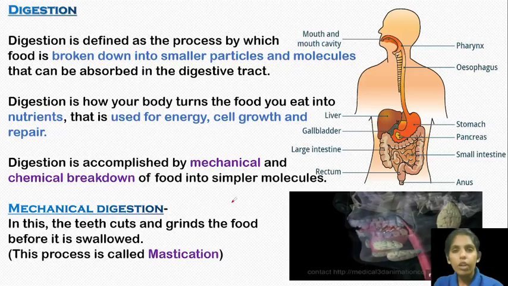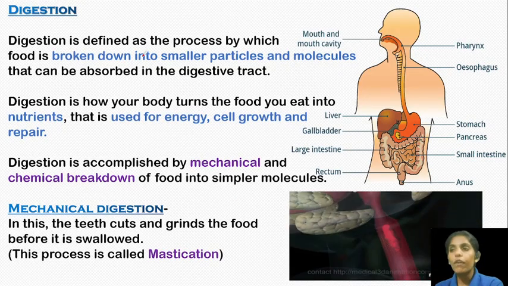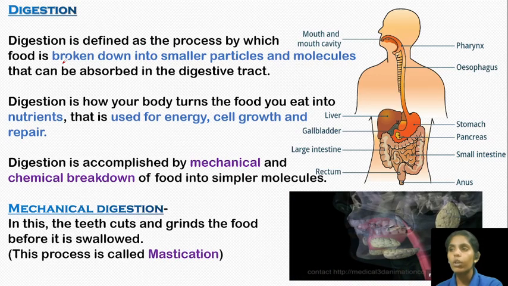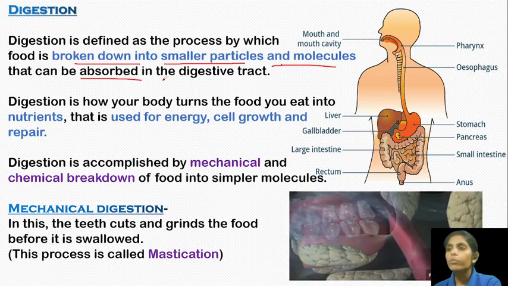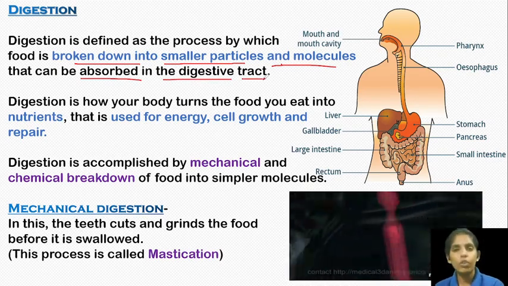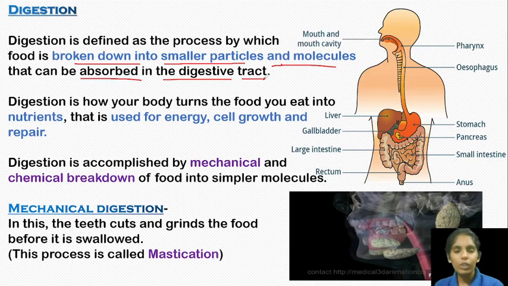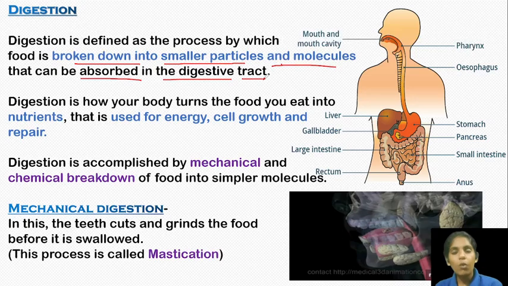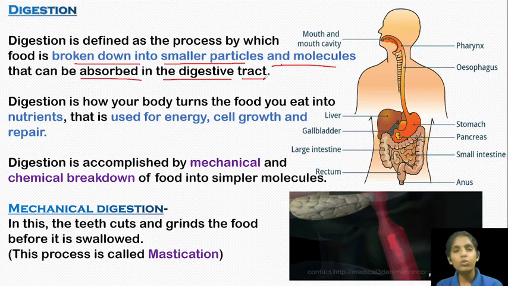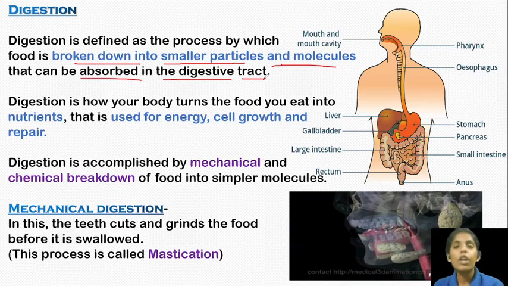So let us start by knowing the definition of digestion. Digestion is defined as the process by which the food is broken down into smaller particles or smaller molecules so that it can be absorbed into the digestive tract. The food we eat will be present in the form of large particles, and our digestive tract doesn't have the ability to absorb nutrients if they are present in their complex forms.